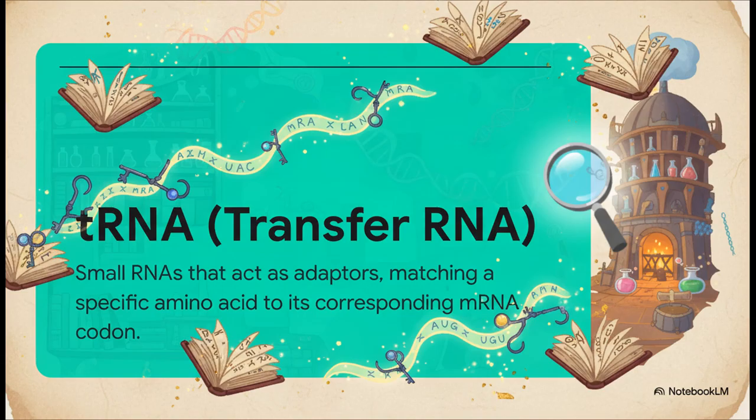Next up, we have the transfer RNAs, or tRNAs. These little guys are the brilliant translators of the cell. They read a specific three-letter codon on the mRNA and bring in the one and only one correct amino acid that matches it. They are absolutely essential for making sure the right protein gets built.